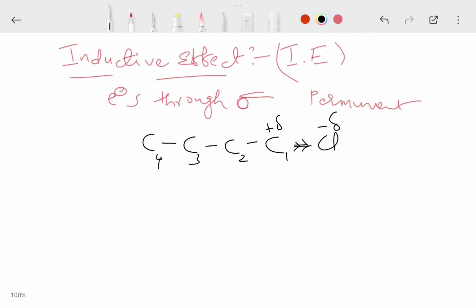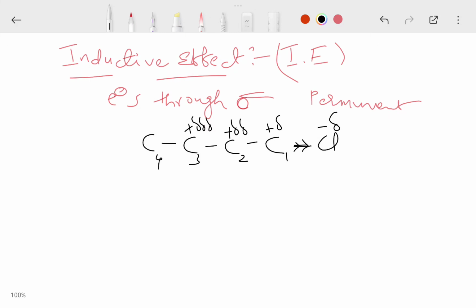That way, it attracts the sigma electrons in the C1-C2 bond. Therefore, polarity develops in the C1-C2 bond, and the electron density at the C2 carbon decreases. In the same way, the C3 carbon's electron density also decreases, giving it a partial positive charge. The C4 carbon is far away from the chlorine, therefore this effect will not be observed on the C4 carbon.